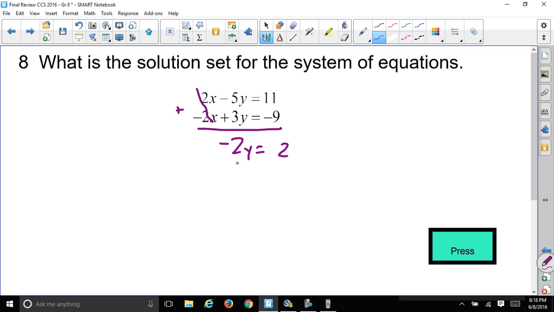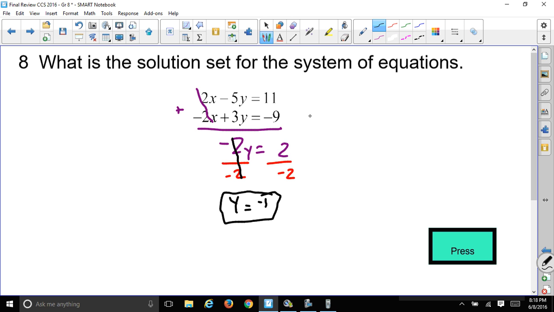And now I solve for y. Let's divide both sides by negative 2. The negative 2's cancel out, leaving me with y equal to 2 divided by negative 2, which gives me negative 1. I have just found one of the answers.